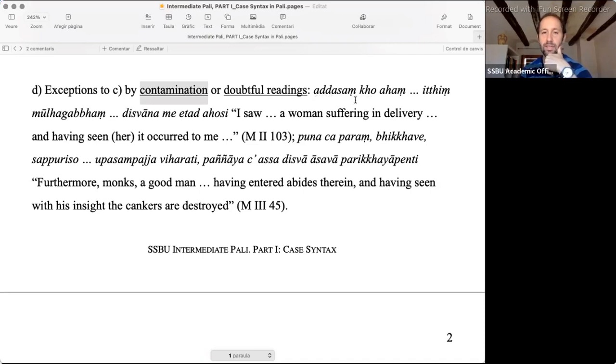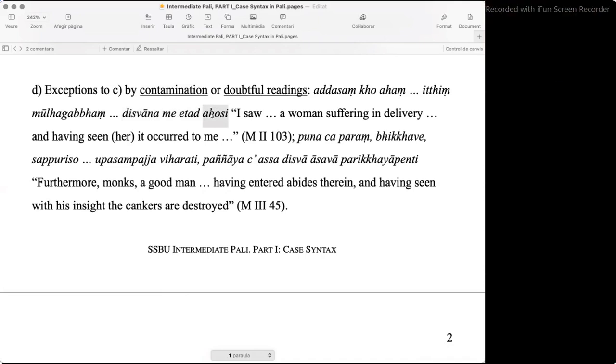The first example: adasam ko aham ittim mulagabbam diswana me etad ahosi. I saw a woman suffering in delivery, and having seen her, it occurred to me. So here, as you can see at the end, what is the subject of ahosi? The grammatical subject. Anyone could tell? Etad. So etad ahosi.